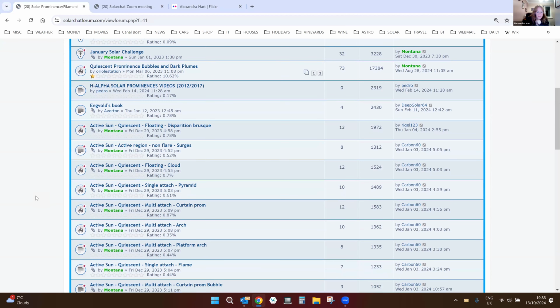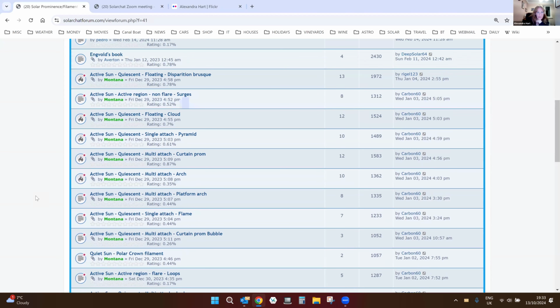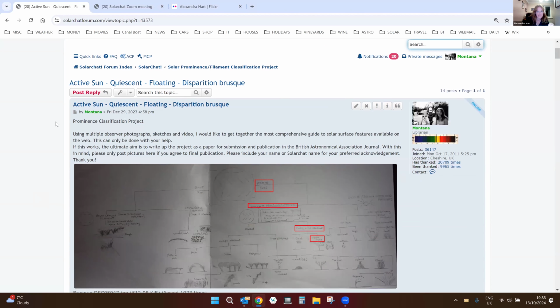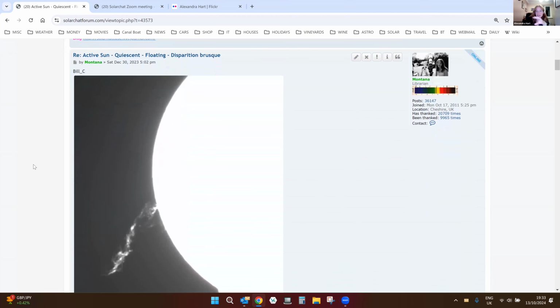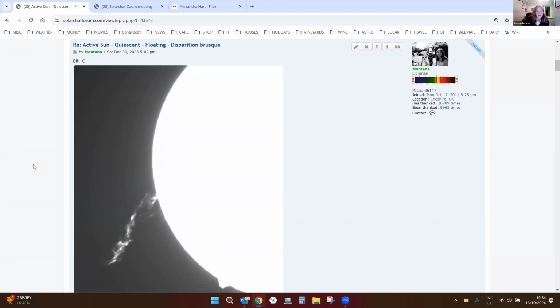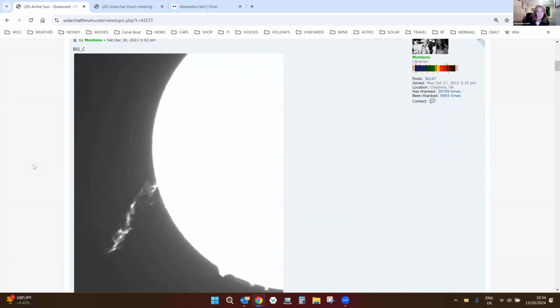So another thing that Peter was saying is, can we go through one and say, like this one? I put this together from the January challenge, adding the images from the different people so that I could put together this January solar challenge and start to put them into categories. So we're looking at the Disparition Brusque event.